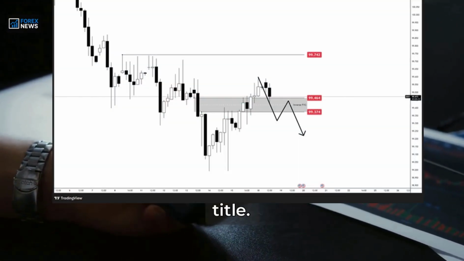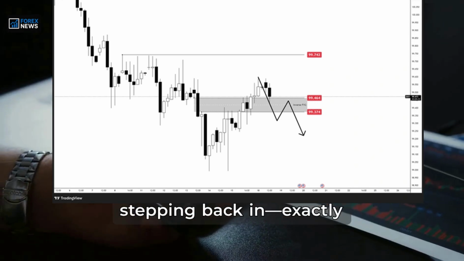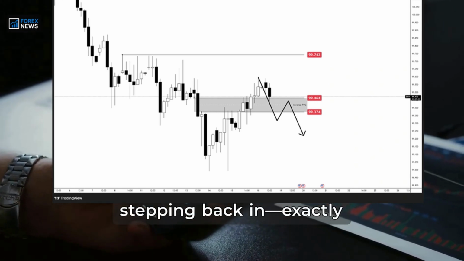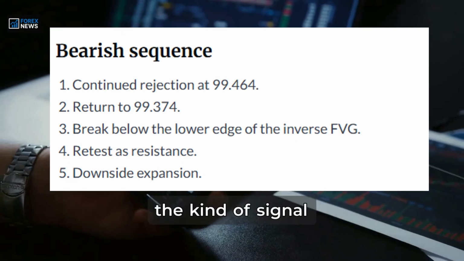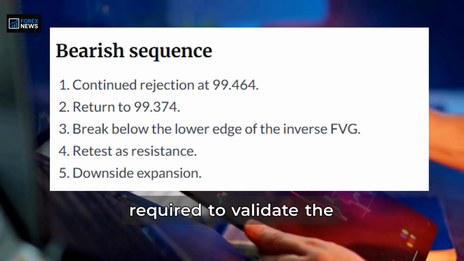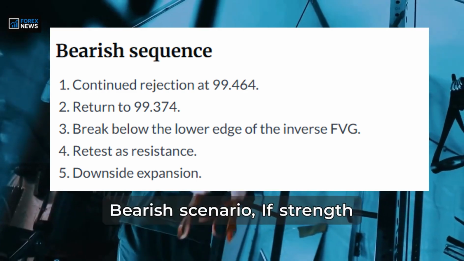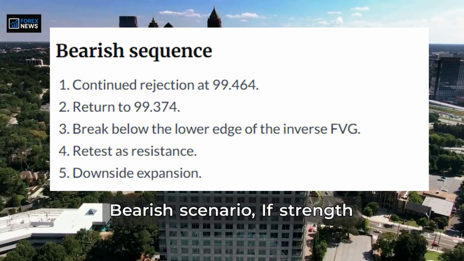Bearish scenario: if strength fails to develop. Bearish sequence: continued rejection at 99.464. Return to 99.374. Break below the lower edge of the inverse FVG. Retest as resistance. Downside expansion.